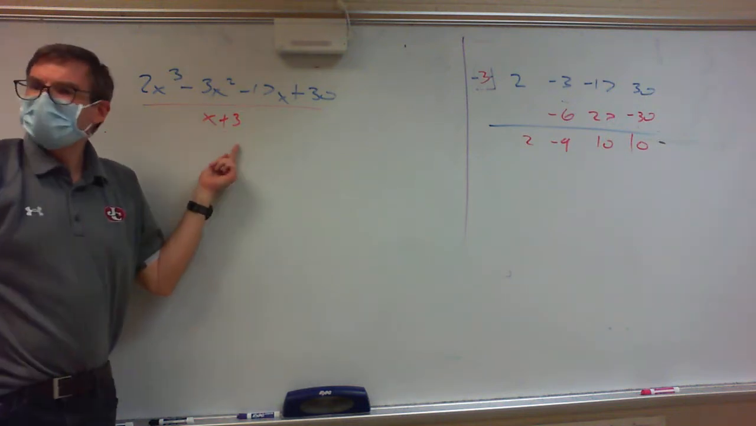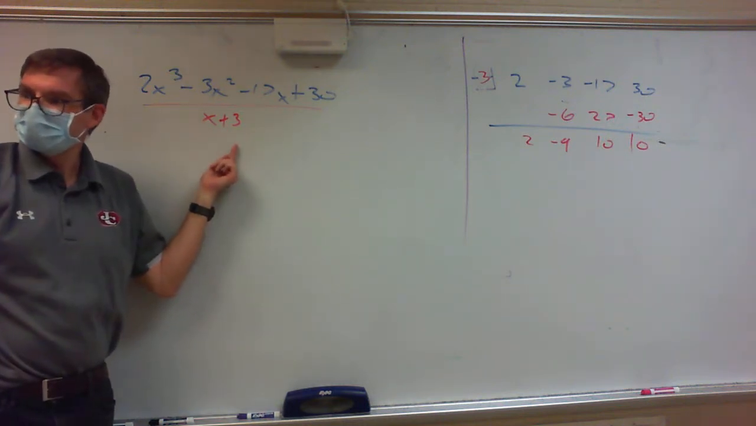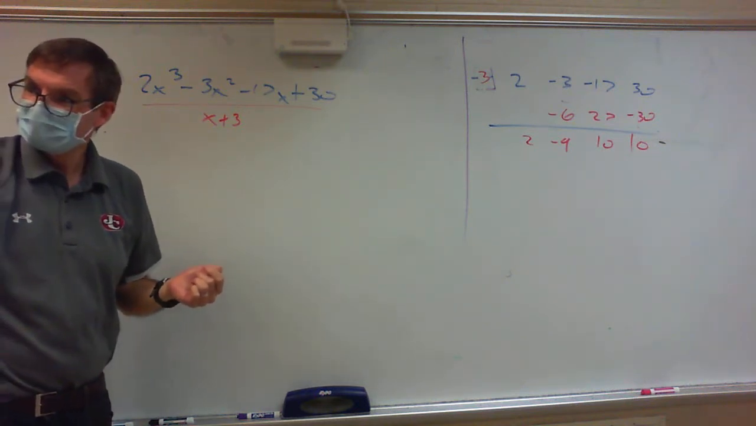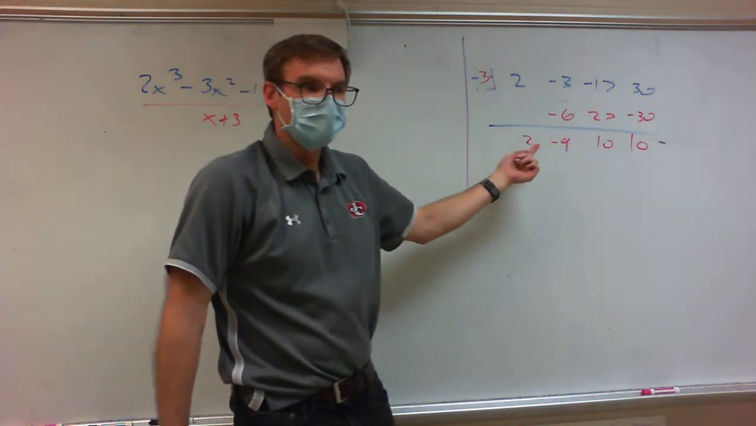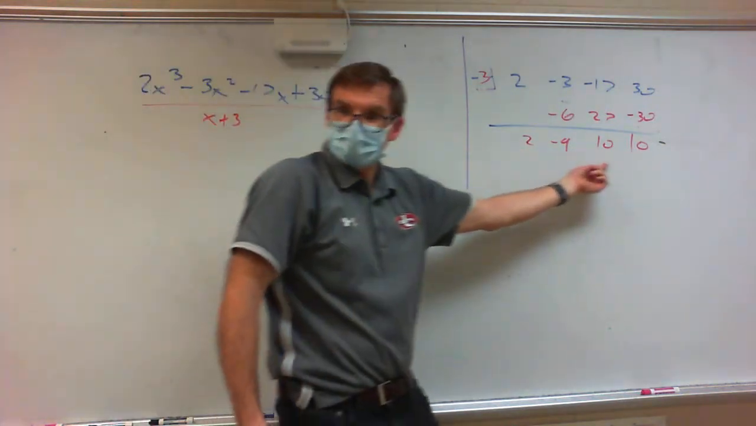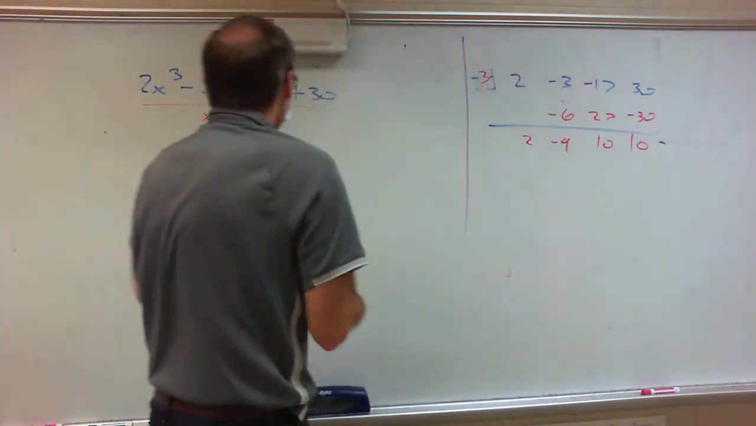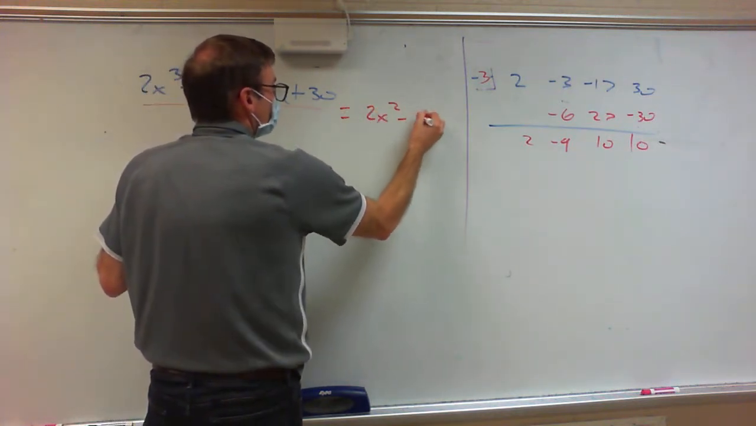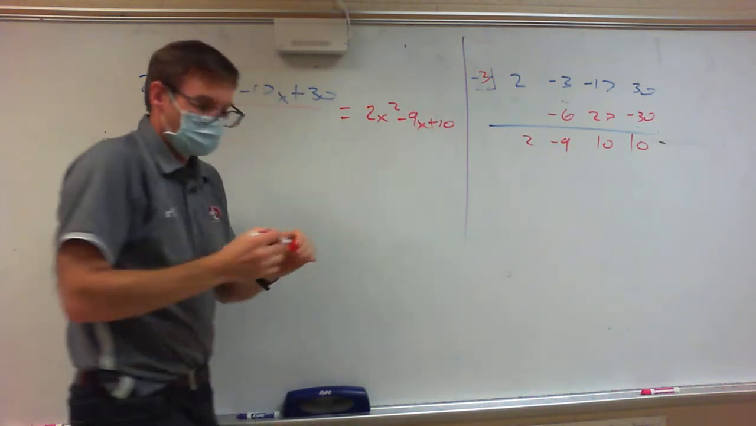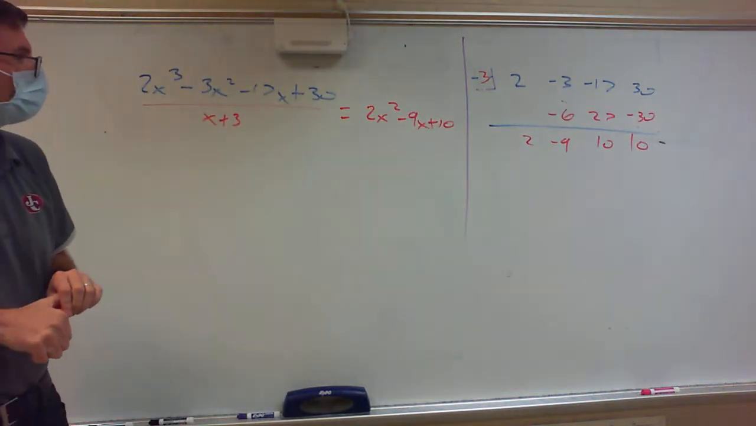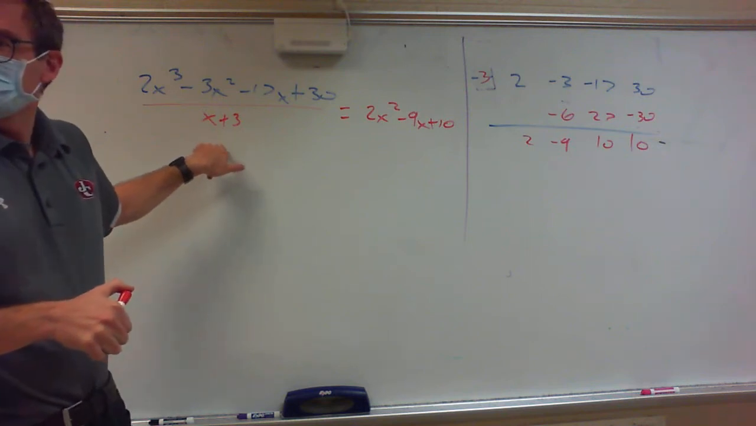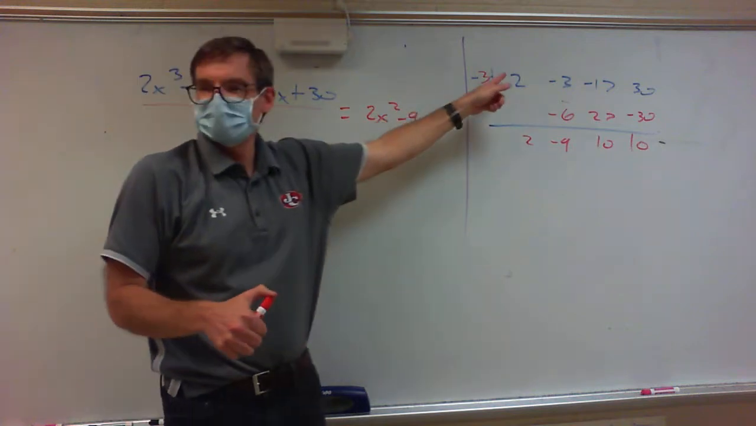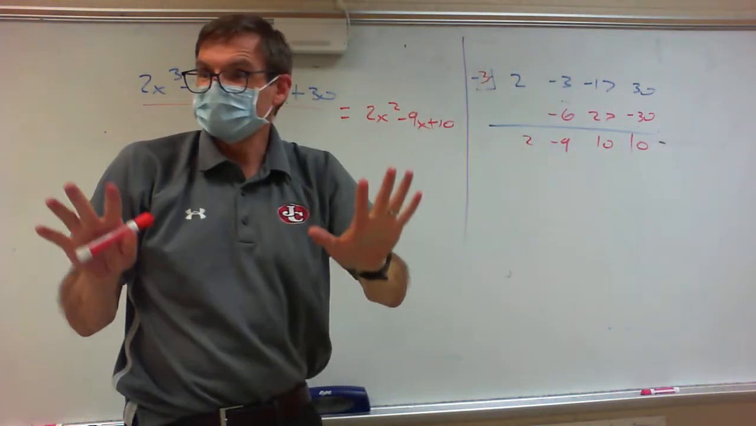So if this was the problem a couple of weeks ago, what's the answer? 2x squared minus 9x plus 10. Perfect, right? Because isn't this our answer? And so this is telling me that if I do this thing divided by this, I'm going to get 2x squared minus 9x plus 10. Why is it an x plus 3 again? Because it's the opposite. Oh, so you just do the opposite. Okay. Remember, when you set this equal to 0, that gives you this thing. All right, is everybody with me so far?